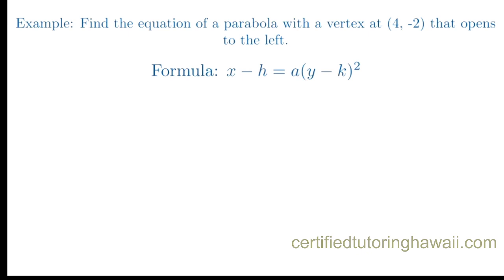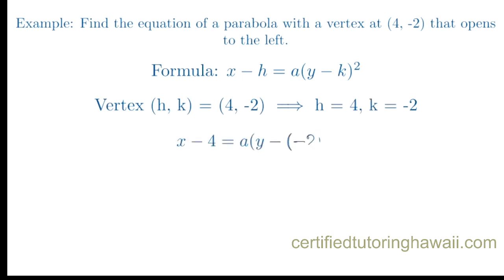Next, we identify the vertex, which is (4, -2). This means h is 4 and k is -2. Now, we substitute these values into our equation. Plugging them in, we get x minus 4 equals a times the quantity y minus negative 2 squared. This simplifies to x minus 4 equals a times the quantity y plus 2 squared.